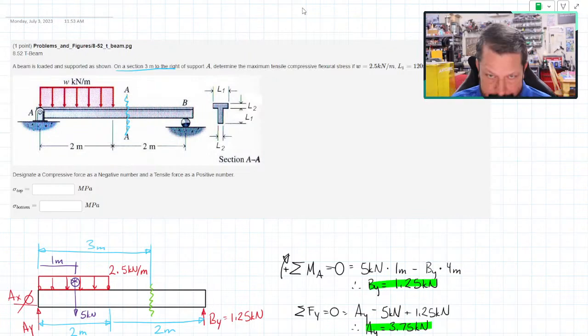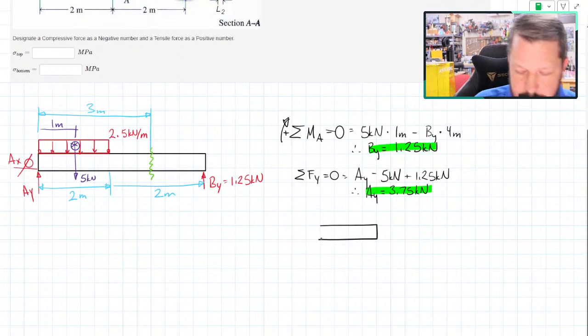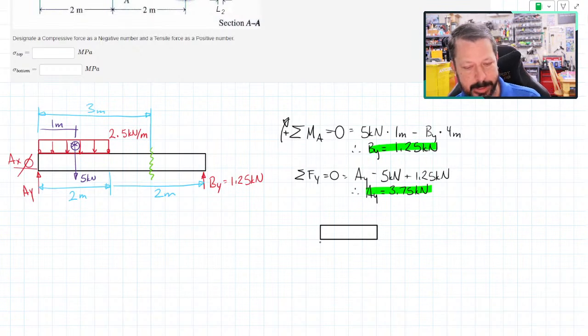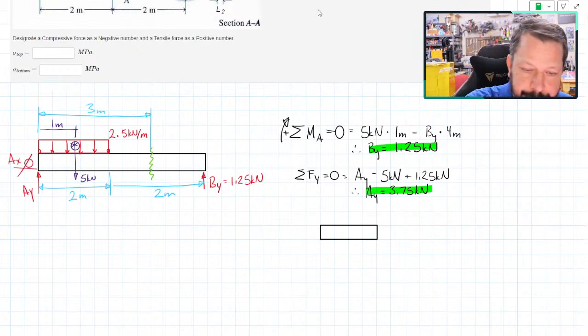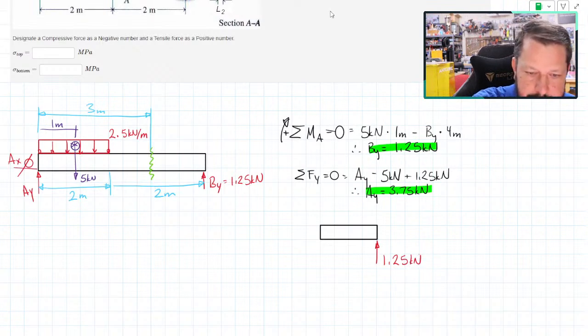So anyway, I would go to that section and cut the beam open, and then I would choose one side or the other to draw. In this case, the right-hand side of my cut looks a whole lot easier to draw than the left-hand side, so I'm going to draw that one. So there it is. I usually draw a little squiggle. Well, I guess it's going to straighten it out for me because I've got the auto shapes on. Then I've got BY, which I would have just solved for. I've got a distance of, that would be 1 meter, right?